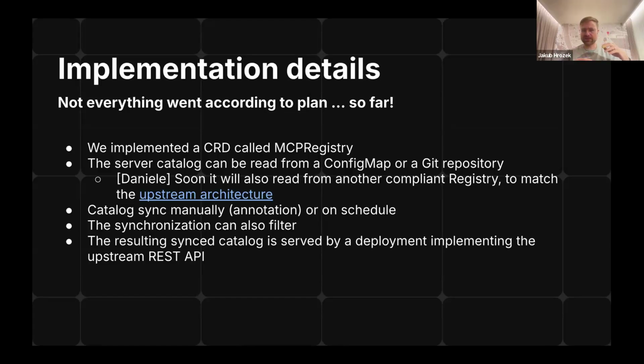So in the catalog format, there is something called tags. So you might have, to make up some example, MCP servers where you only want to filter those that deal with Google services. So there might be tags like Google, and you filter only those. And then once the registry is synchronized from its source into the internally used config map, it is exposed by the REST API that implements the upstream specification, and that's what clients can use.